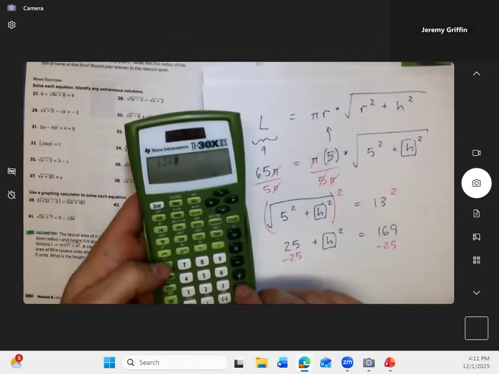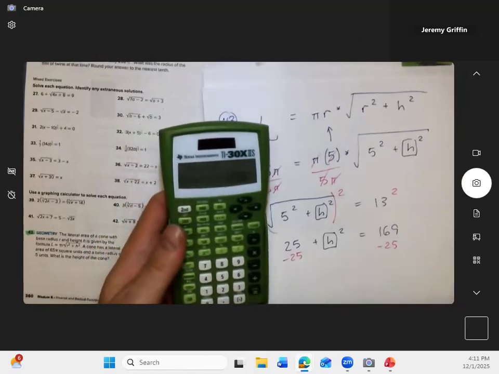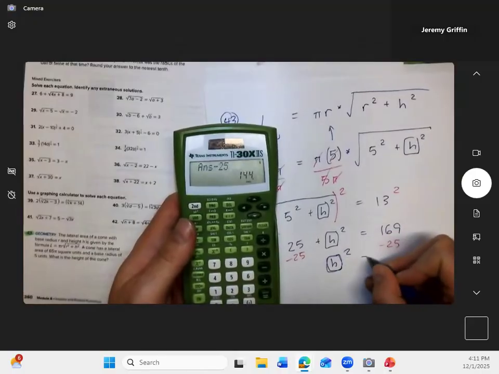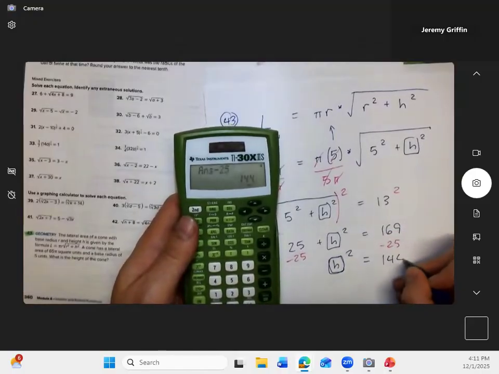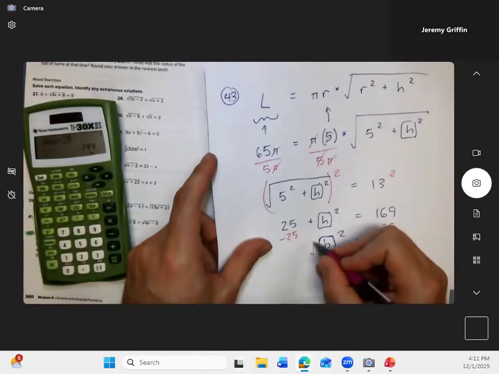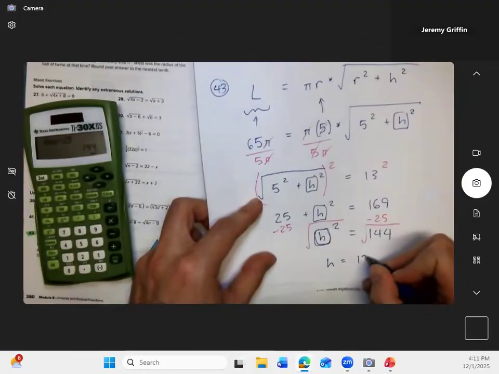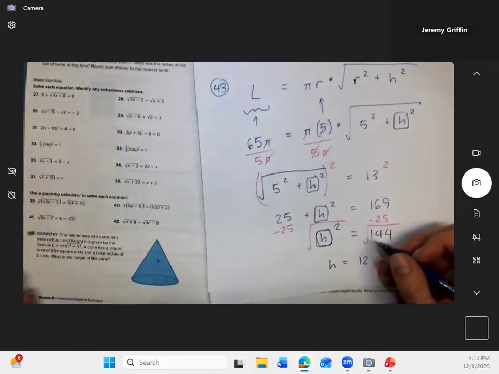So 13 squared minus 25, getting h squared equals 144. Oh, well, I know what the square root of that is. It's the last step, square root. 12. Is this what, inches?